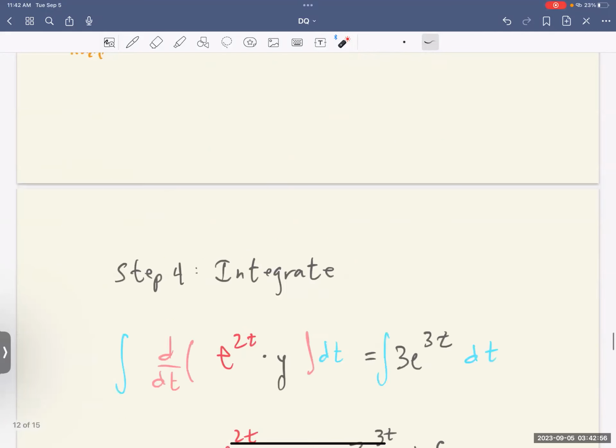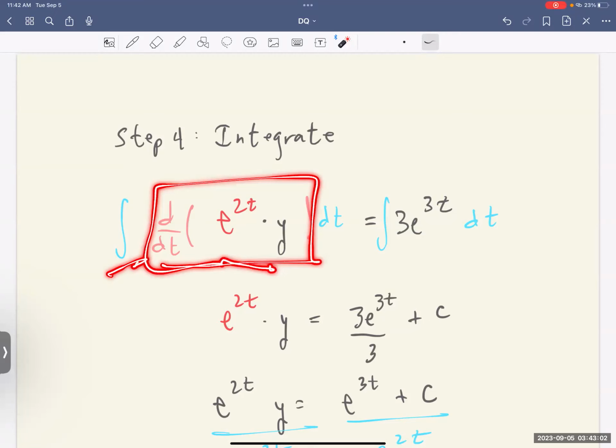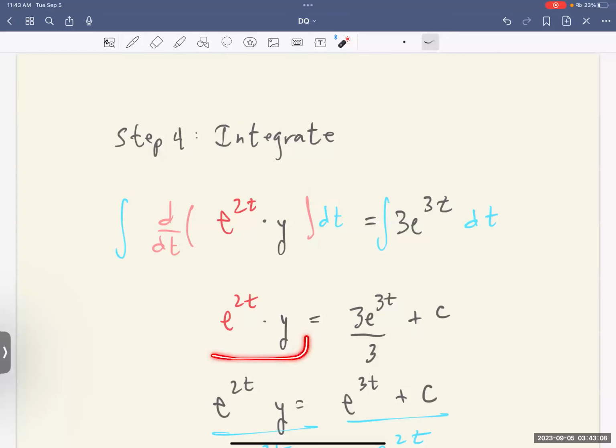Then the next step is to integrate. But when you integrate the derivative of that, then the integral here and the dt, they wipe away the derivative. It just leaves you with the integrating factor and the dependent variable.